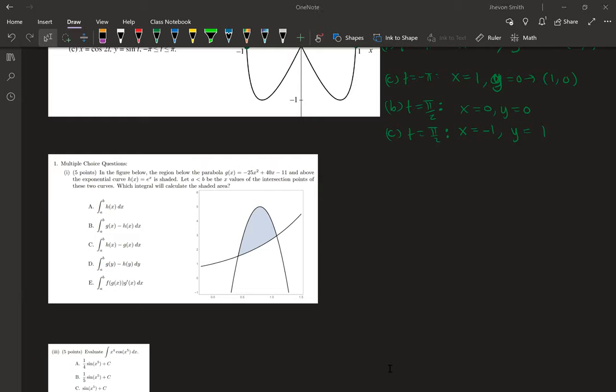In the figure below, the parabola is G. So this guy here is G. The exponential curve is H. So this guy here is H. G is on top, so the area is the integral of g minus the integral of h. And again, it's vertical, so you would have your a and your b on this. So yeah, it's g minus h, it's B. All right, nice warm-up.